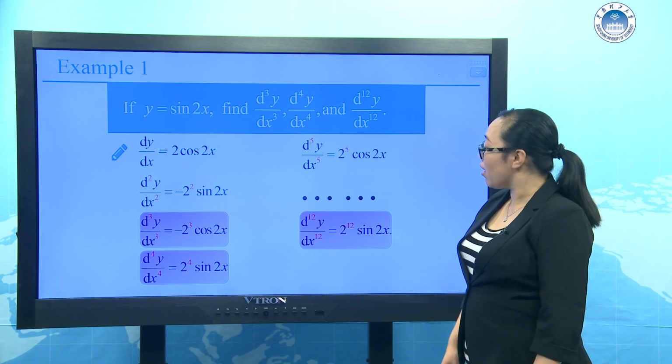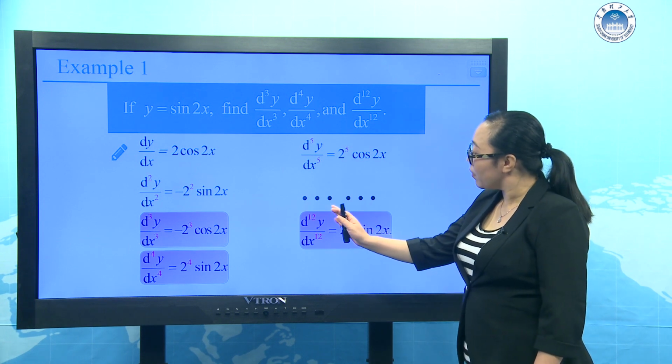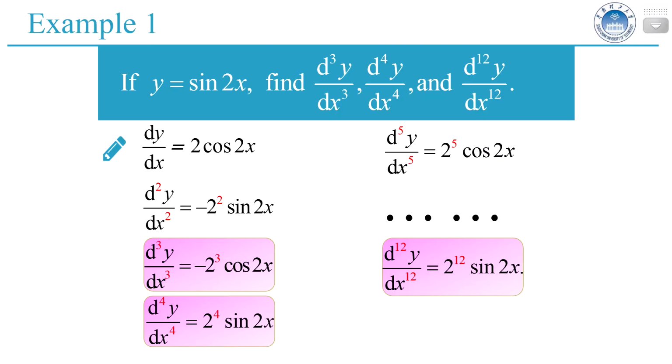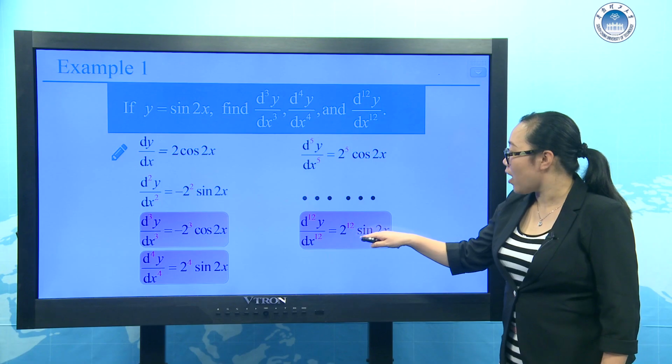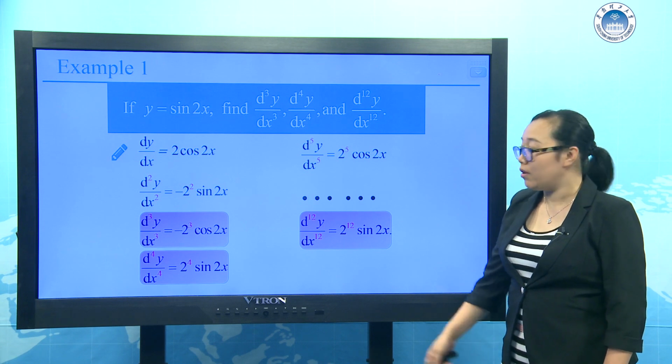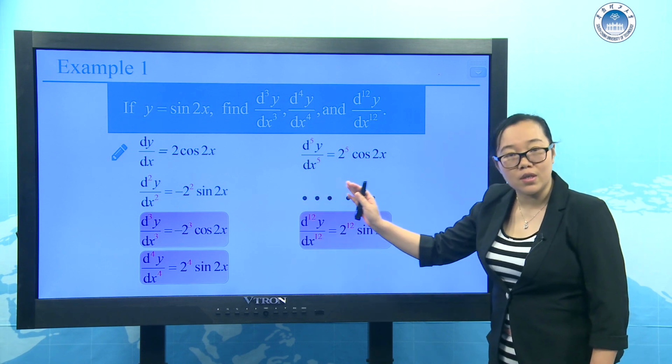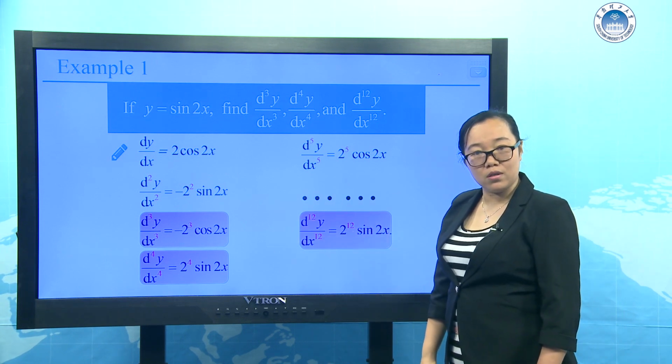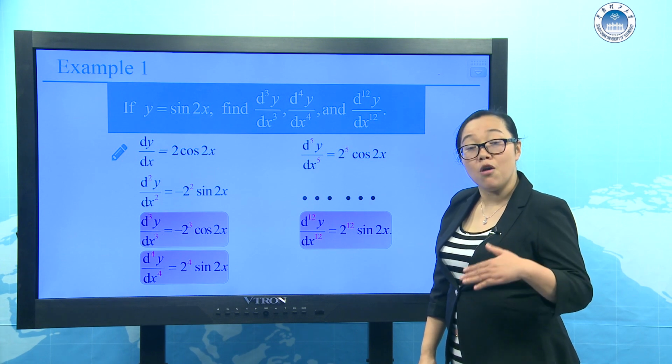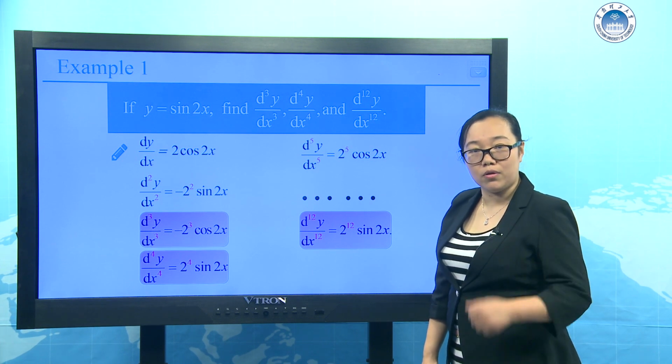So the final result: the 12th derivative d^12 y over dx^12 equals a constant. How many times? One time we can take out u prime. How many times? 12 times. So together, 2 to the 12th power times sine 2x. So it is the final result. Try to understand the question step by step. We can get the nth derivative.